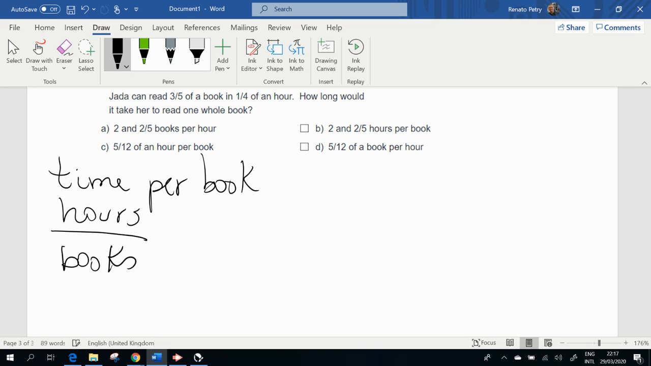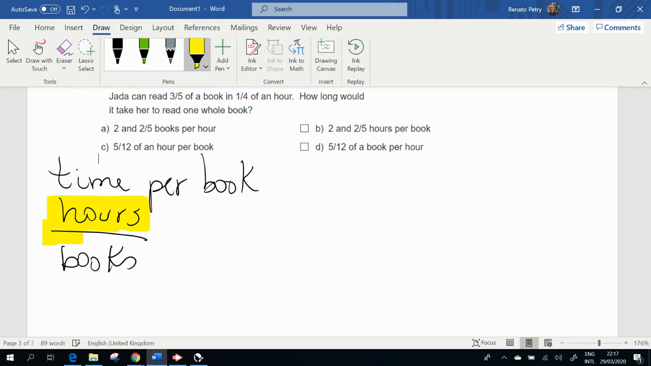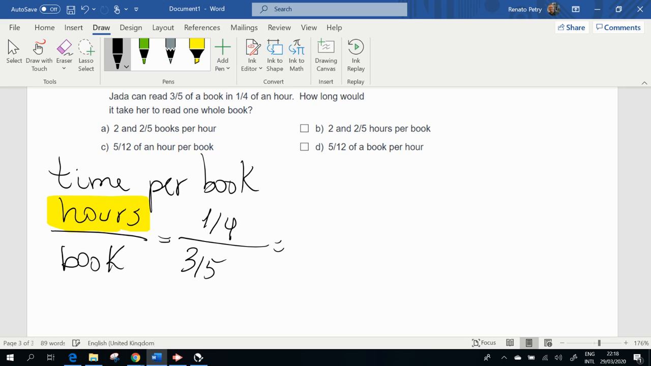Okay, so I want to know hours per book. This is how I convert my oral communication to a representation in math. I want to know how many hours per book. Sorry, I was wrong. So in this scenario, she used 1/4 of an hour to read 3/5 of a book. Now I can simply do 1/4 divided by 3/5, which means 1/4 times 5/3, as we learned.